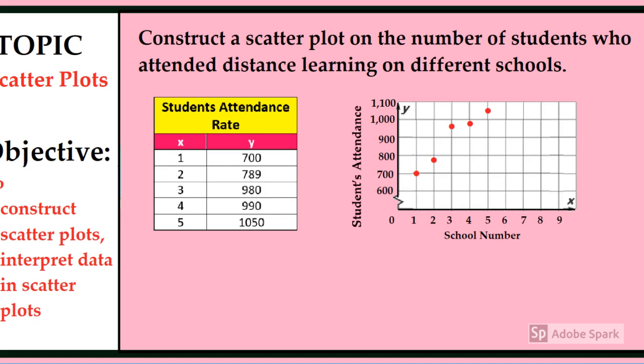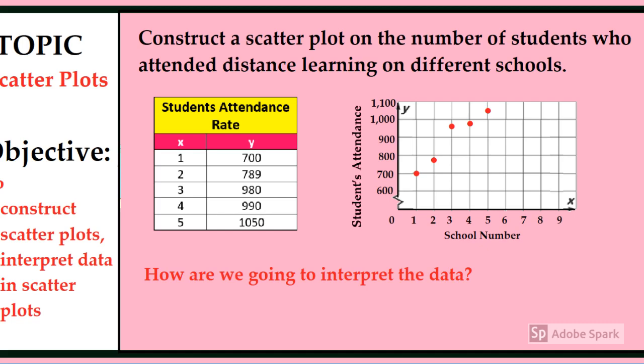As you can see, x is lying horizontally, which is the number of schools, and y is vertical, which is the students' attendance. Then we are going to plot the ordered pairs on the graph. And you can see that the graph is going up. As x increases, y increases also.